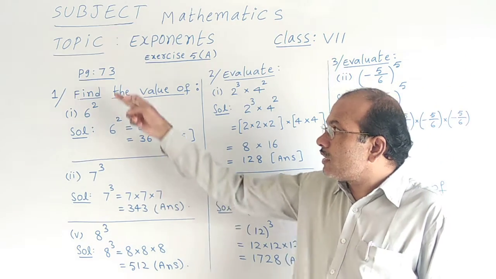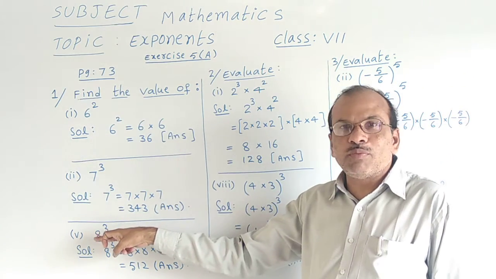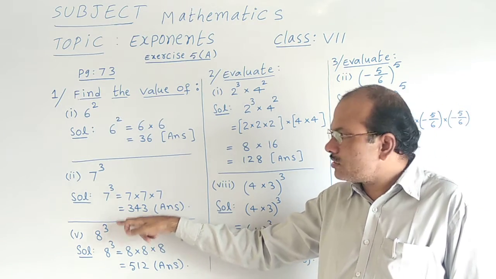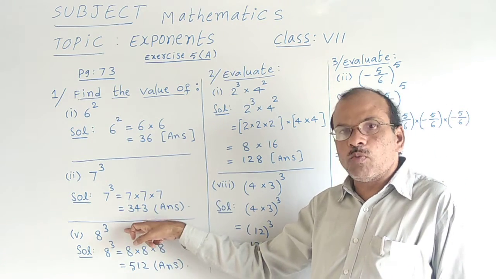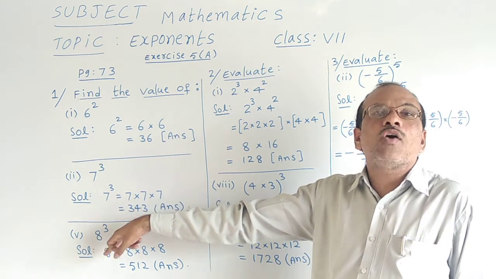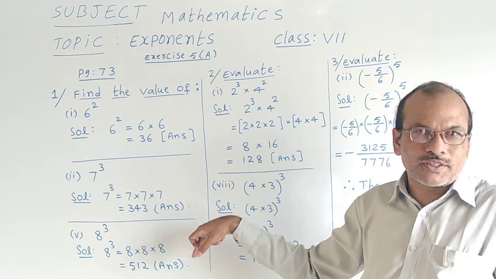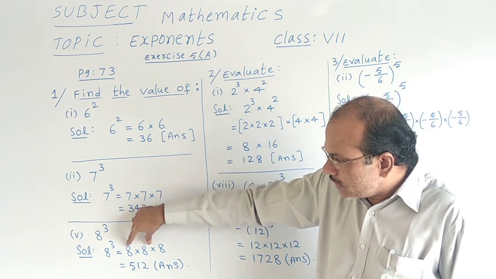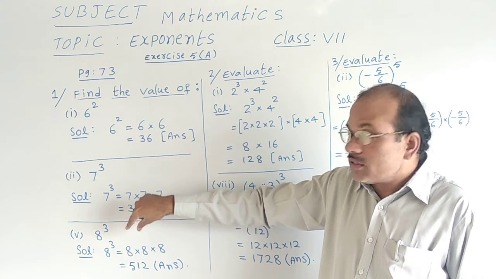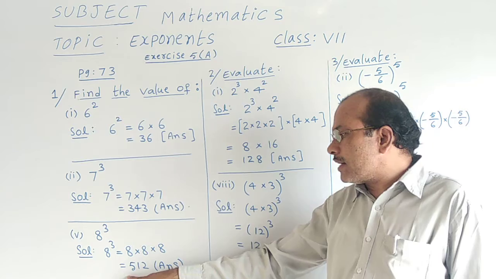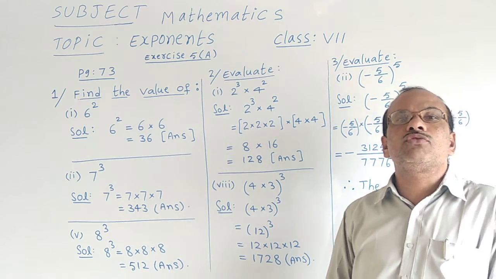See, once in question 1 only, the 5th bit I want to teach. 8 to the power 3. Same like that only. 8 cube or 8 to the power 3. Always this power tells us how many times we have to multiply the base. So that is 8 into 8 into 8. 8 8s are 64. 64 should multiply with 8. Then we get an answer called 512.